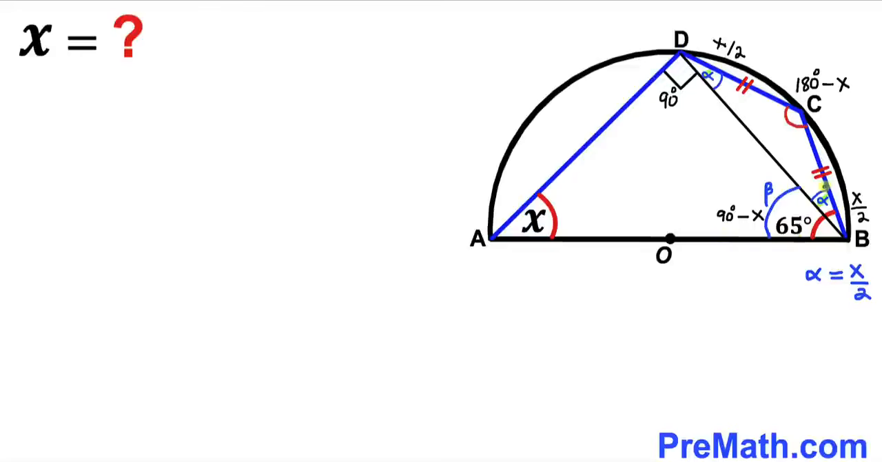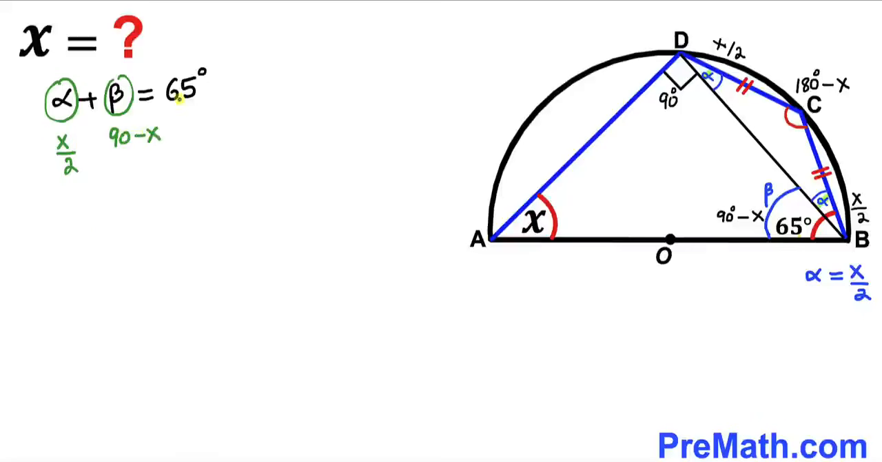And now let's make an observation. We can see the sum of these two angles, alpha plus beta, is equal to 65 degrees. So therefore, I can write angle alpha plus beta equal to 65 degrees. And now we know our angle alpha is equal to x divided by 2, and our angle beta is 90 minus x. So therefore, we are going to substitute the values. Alpha angle value is x divided by 2 plus beta angle value is 90 degrees minus x equal to 65 degrees. And now let's combine these two angles.